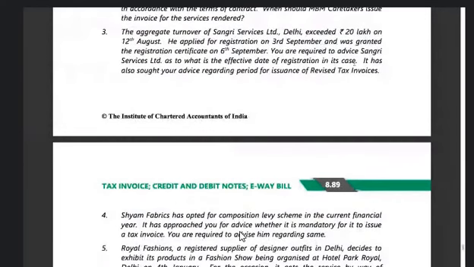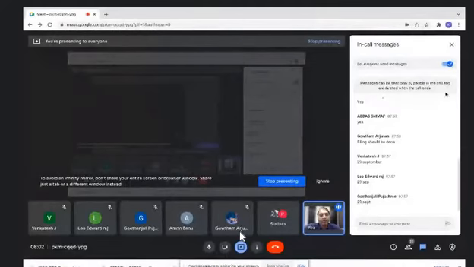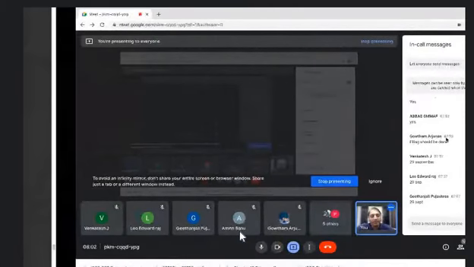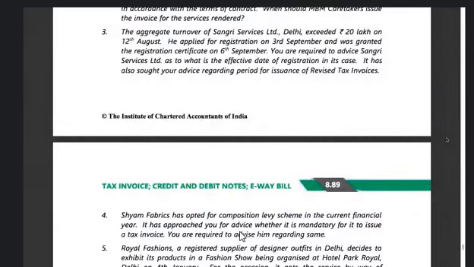What is the effective date of registration? What happened? No reply. What is the effective date of registration in question number 3?